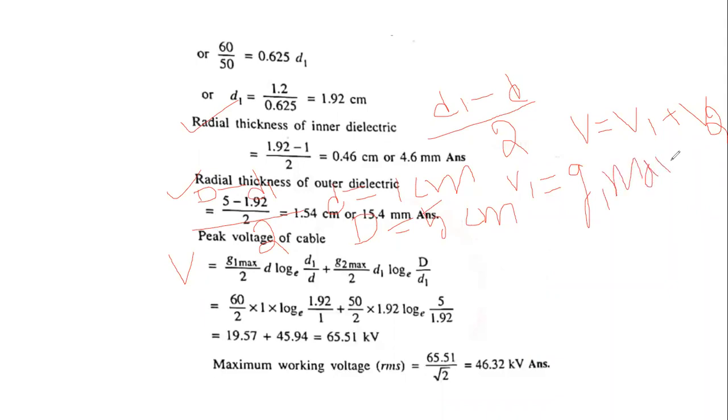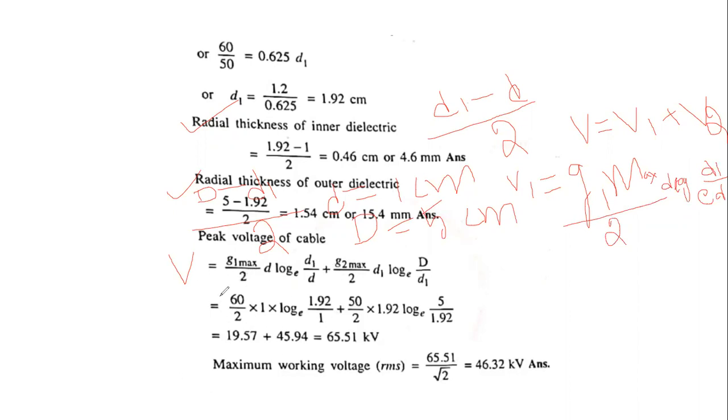G1 max by 2, D log e D1 by D, where small d is the diameter of the core, capital D is the diameter of the conductor, and small d1 is the sheath diameter. Then we substitute all the values.